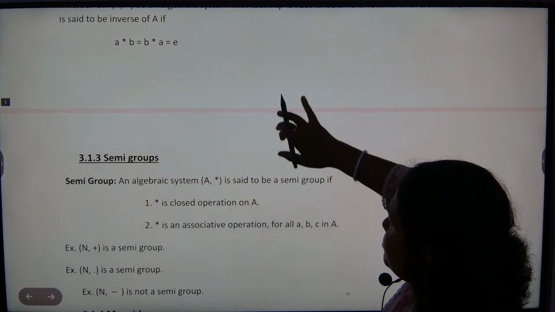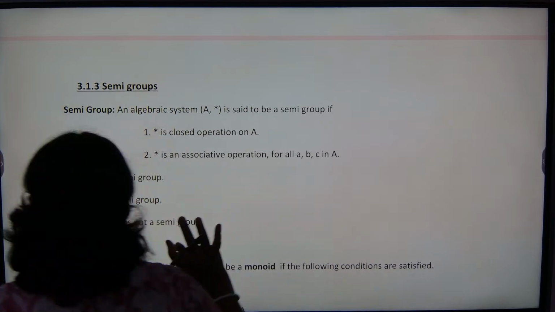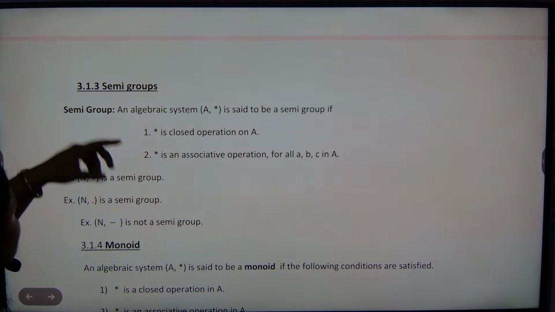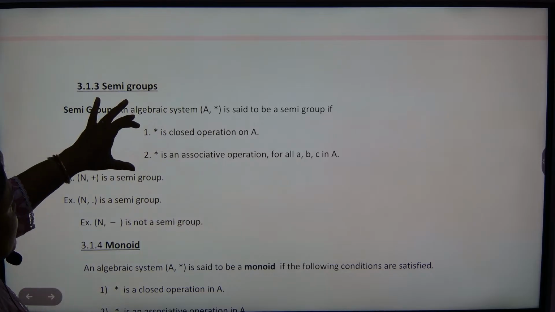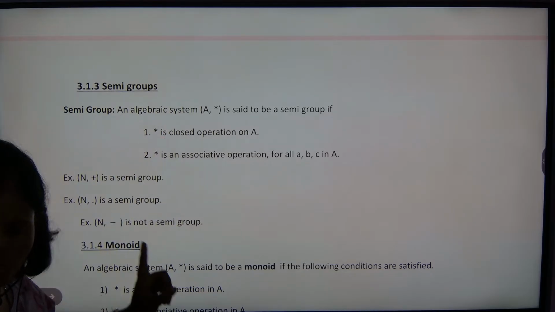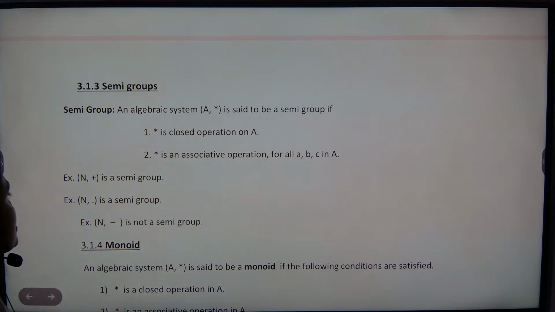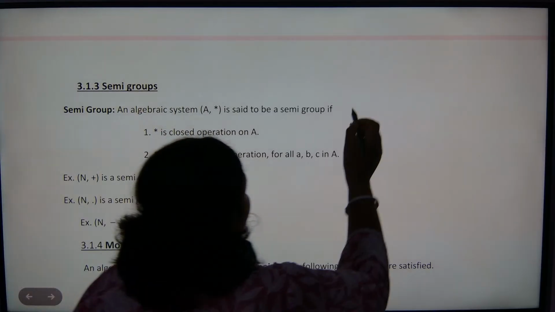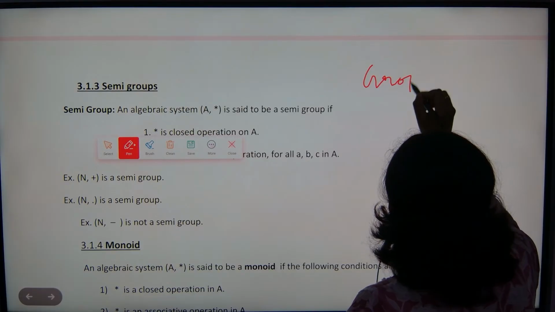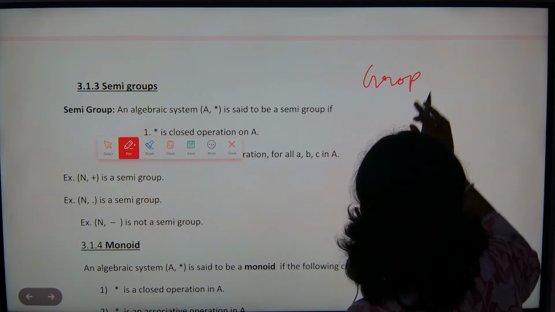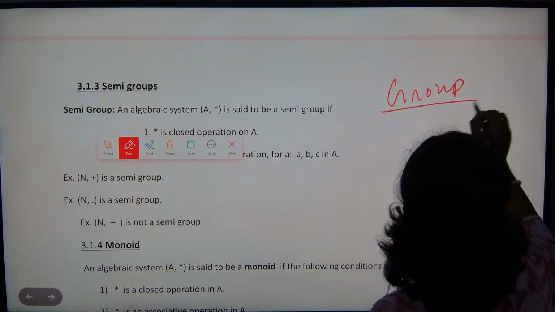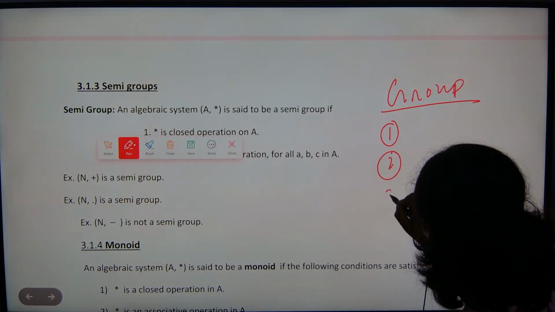Next, associativity, এই প্রপার্টিগুলো আমরা অলরেডি করেছি, associativity, identity, inverse. Just to know semi group, semi means half. In semi group there must be two rules. First, closed, next associative. Okay, just two rules. Remember one thing, in group we have four rules.